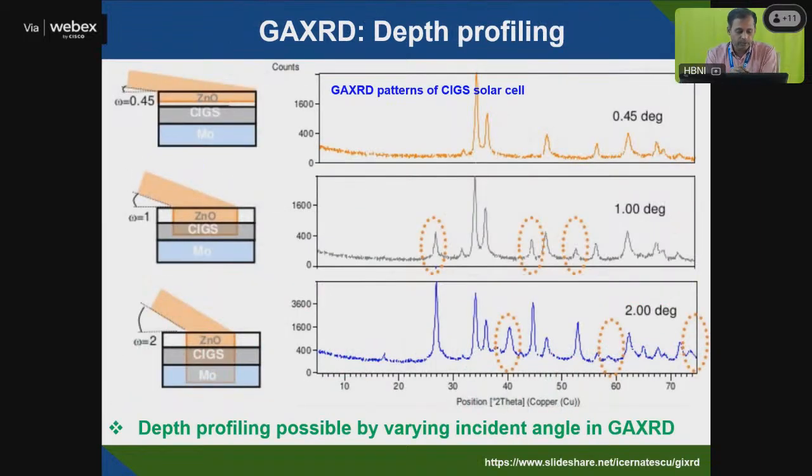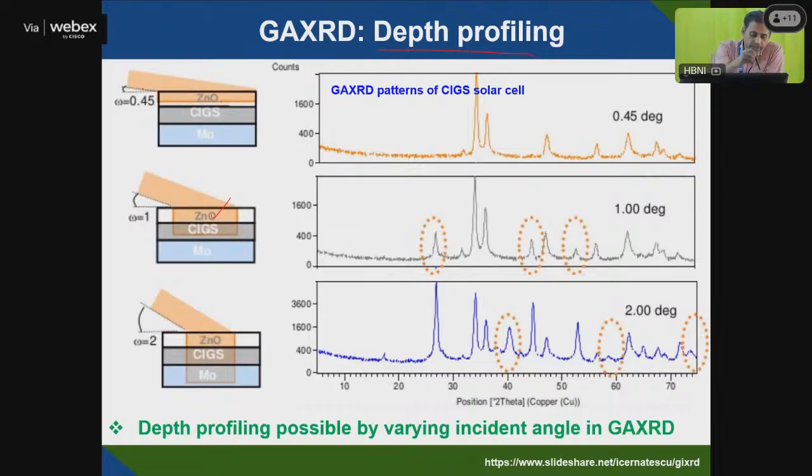You can also study a layered thin film structure, for example, a solar cell. In a solar cell, you have a molybdenum substrate, then CIGS, some coating layer, then zinc oxide on the top surface. These are multi-layer structures. The multi-layer information you can get by using GAXRD by depth profiling. Depth profiling means you are scanning from one layer to the other.